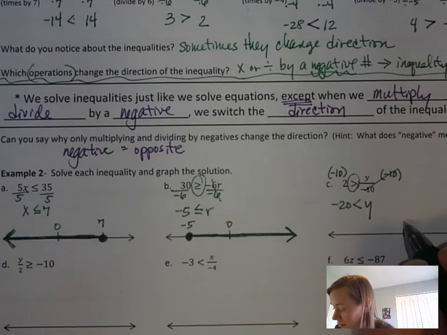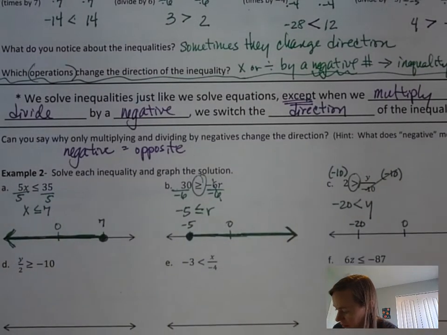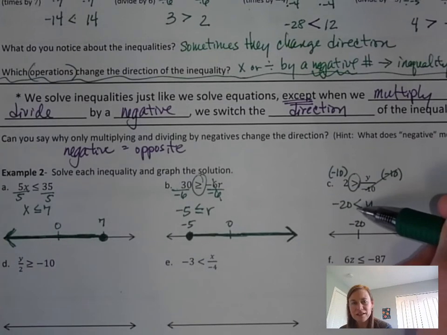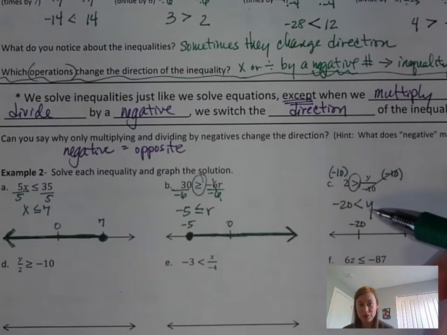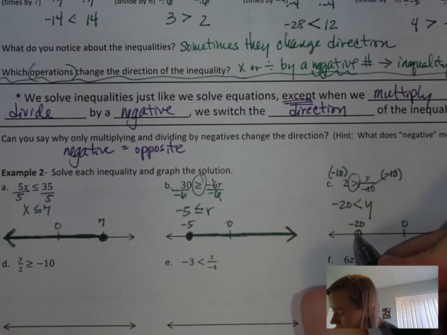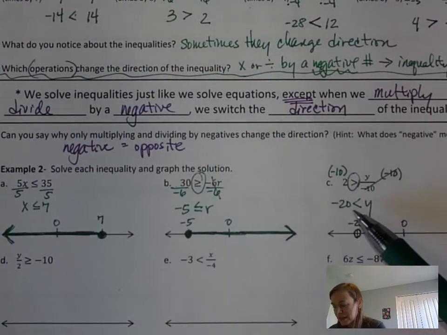Let's put it on a number line. Here's our 0. Here's our negative 20. And what kind of dot? There's no line underneath. There's no "or equal to" here, so I am not going to fill in my dot. It's going to be an open dot, just like that. Okay, so negative 20 is less than y.